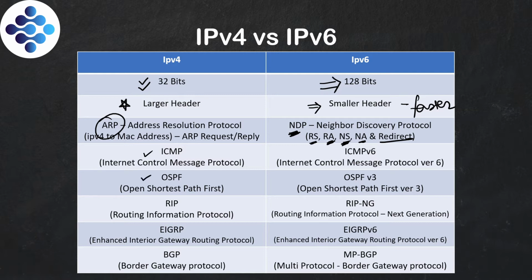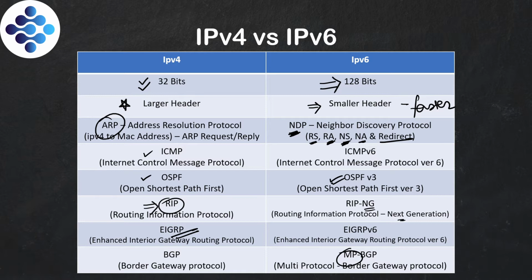OSPF, Open Shortest Path First, has become OSPF version 3. This is RIP, a distance vector protocol, that has become RIPng, next generation. This is EIGRP, and it has become EIGRP version 6. And BGP, Border Gateway Protocol, over here it is Multiprotocol BGP. So these are some of the differences between IPv4 and v6.